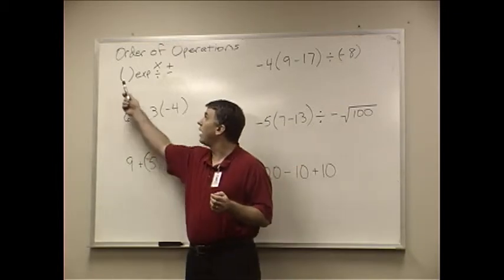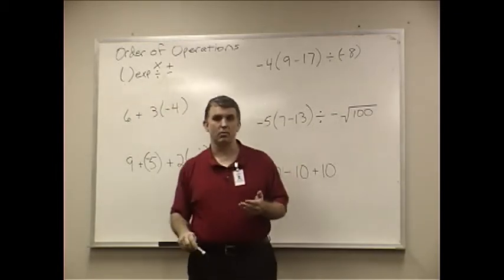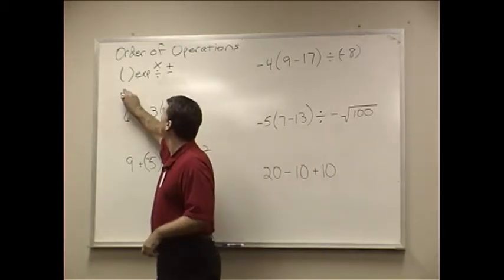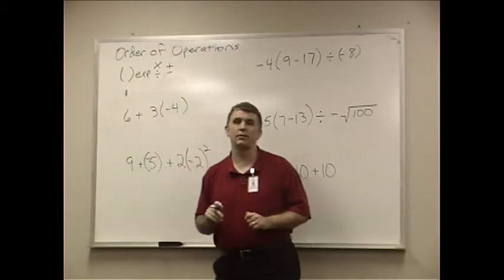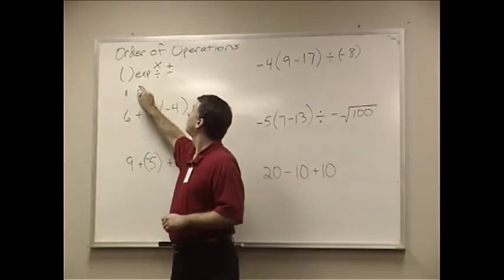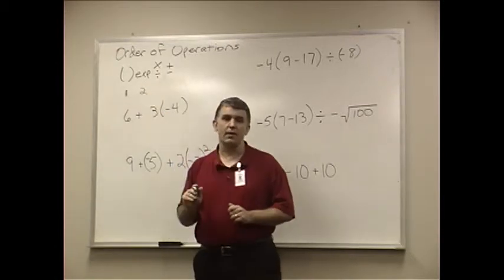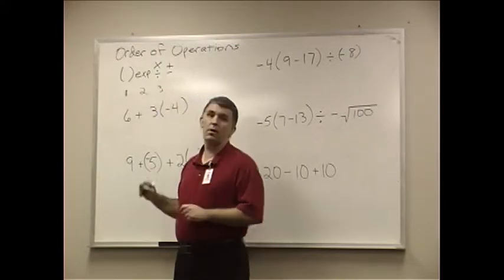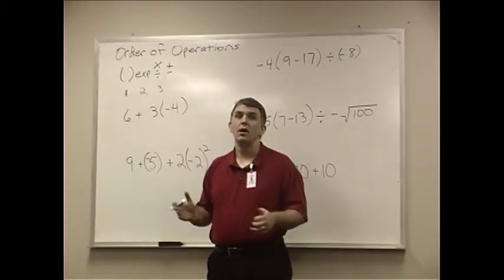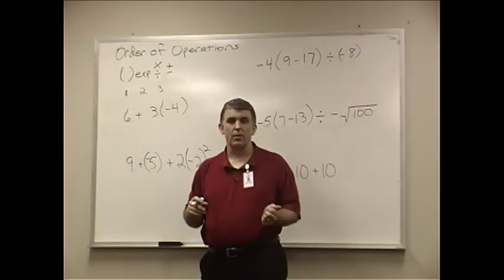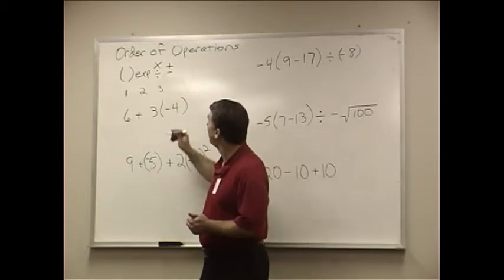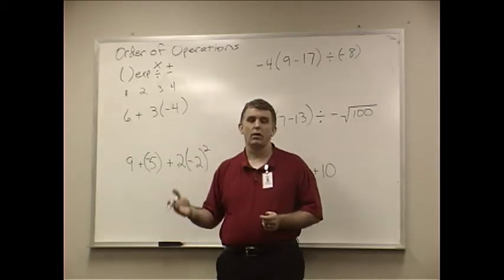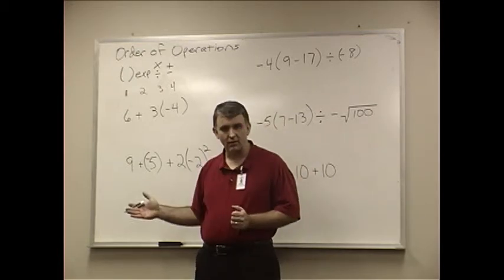I generally write down the symbols like this to remember it. So notice there's a set of parentheses there, and I'm going to put a 1 underneath that because that's always the first thing that we do. Exponents are always the second thing that we do. Multiplying and dividing are always the third thing that we do, and they come together. So you just do them in order from left to right as you find them when you get to that step. And the same thing is true with adding and subtracting. You do all of those in order when you come to that step.